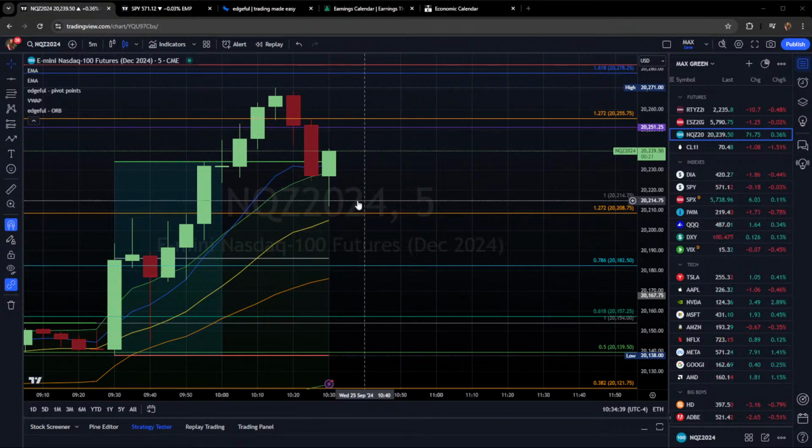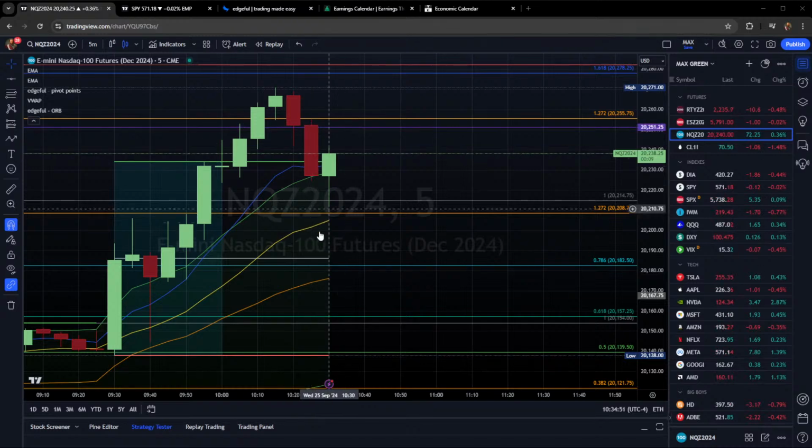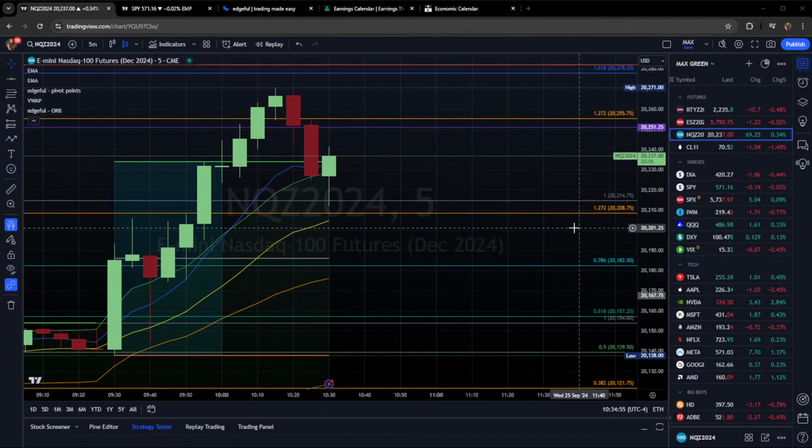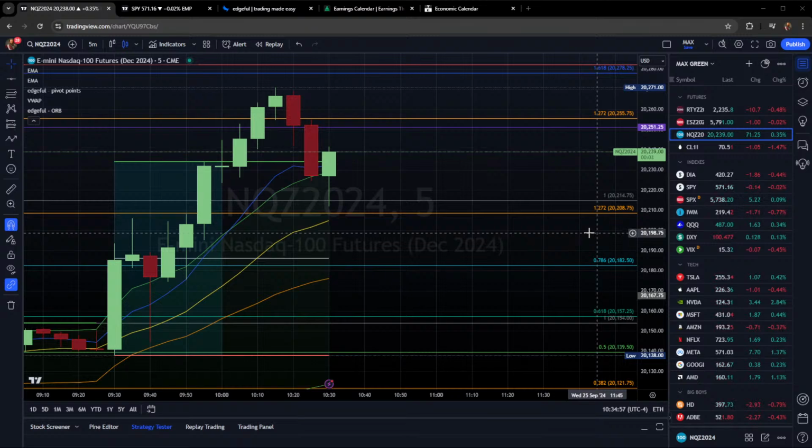But yeah, if you longed the back test of yesterday's high right here, it's almost 25 points or so. And this still looks very bullish. I mean, this looks very bullish. We didn't even touch the 21 EMA yet. It's a pretty strong trend indicator so far this morning.